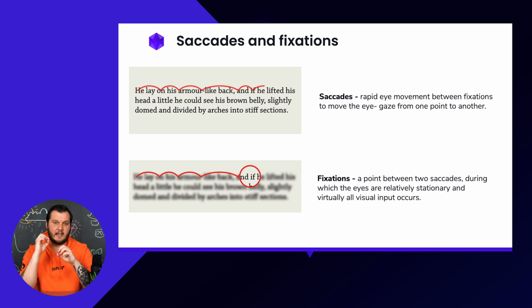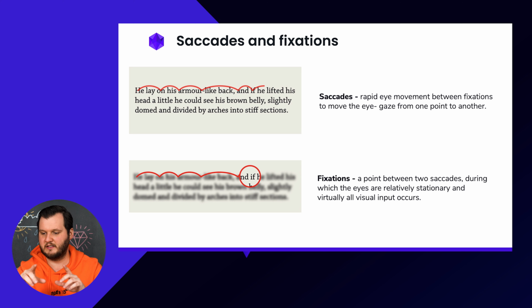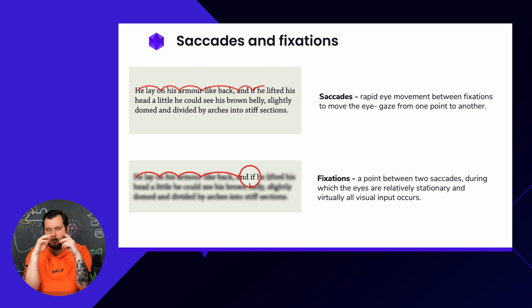So we need to dive into how people read. You can actually describe reading as two things: one is saccades and the other is fixations. Saccades are rapid eye movements between fixations, to move the eye gaze from one point to another. As you can see, we don't read like this. We read like this. Those are saccades.